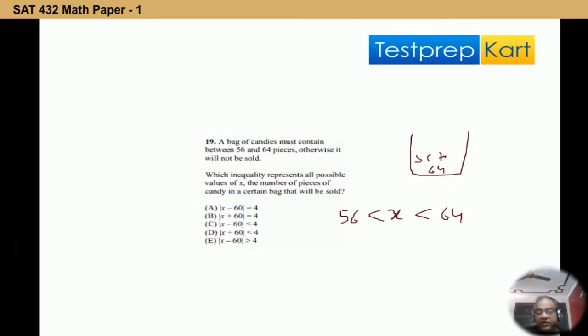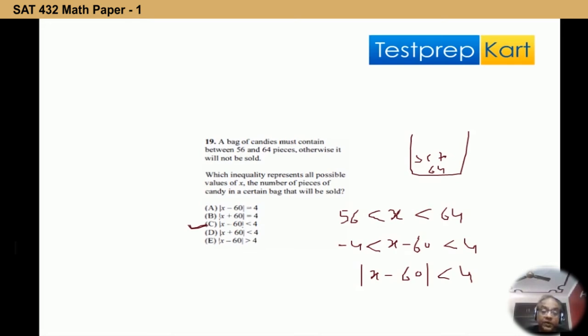Now if I subtract 60 throughout all three parts, 56 minus 60 will give me minus 4, less than x minus 60, less than 4. So x minus 60 is less than 4 and greater than negative 4, which in terms of modulus I can say that the modulus of x minus 60 should be less than 4, which is the inequality C, and therefore C is correct.